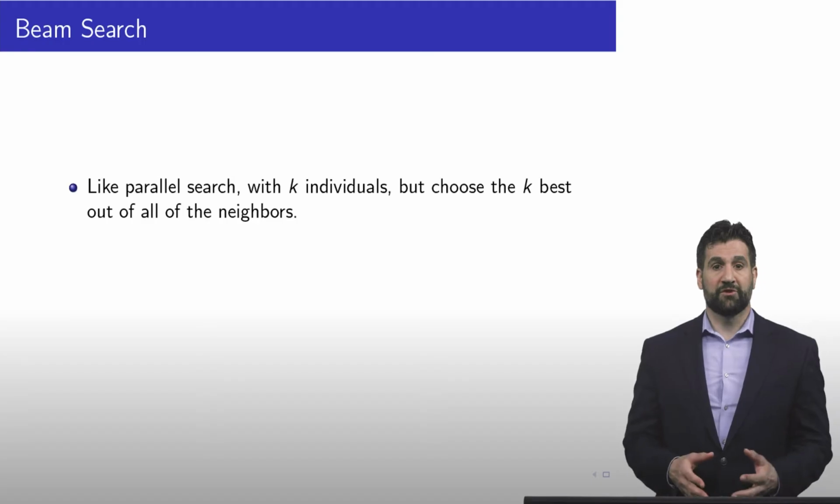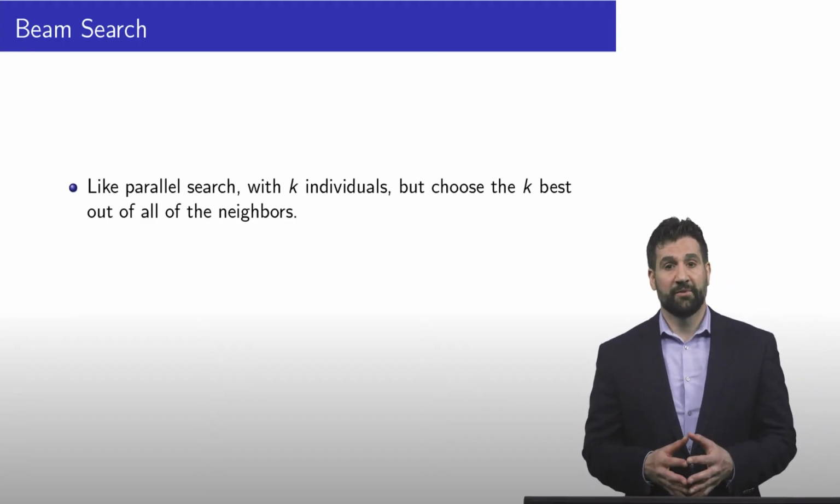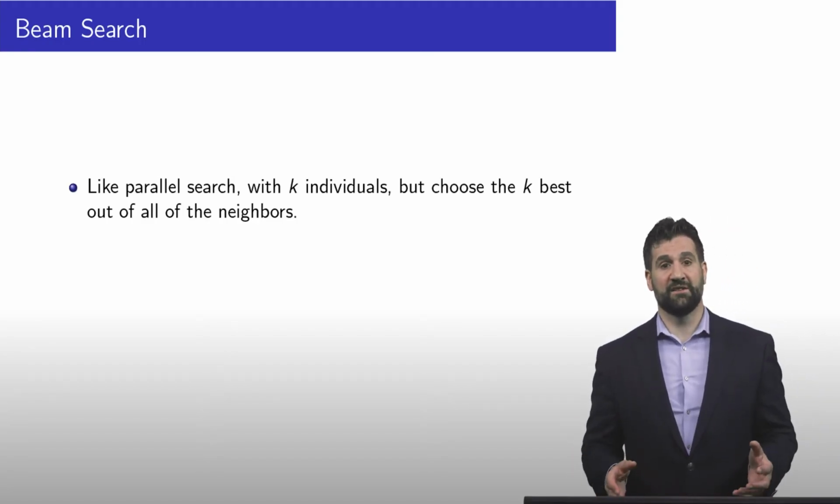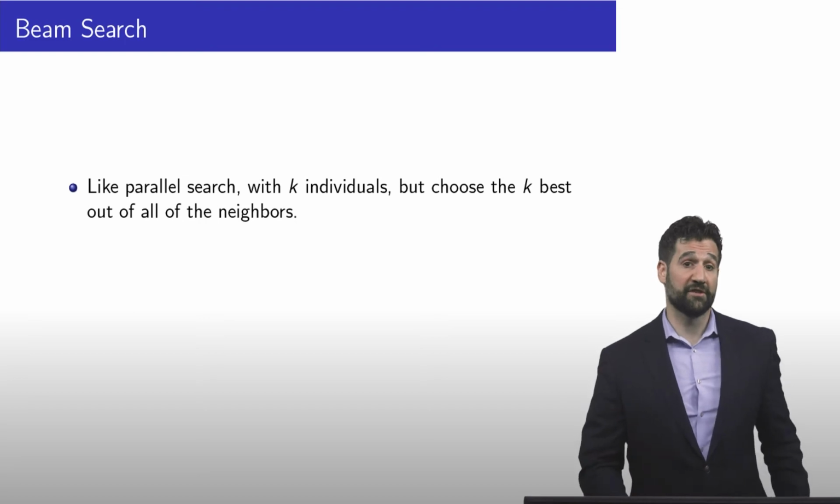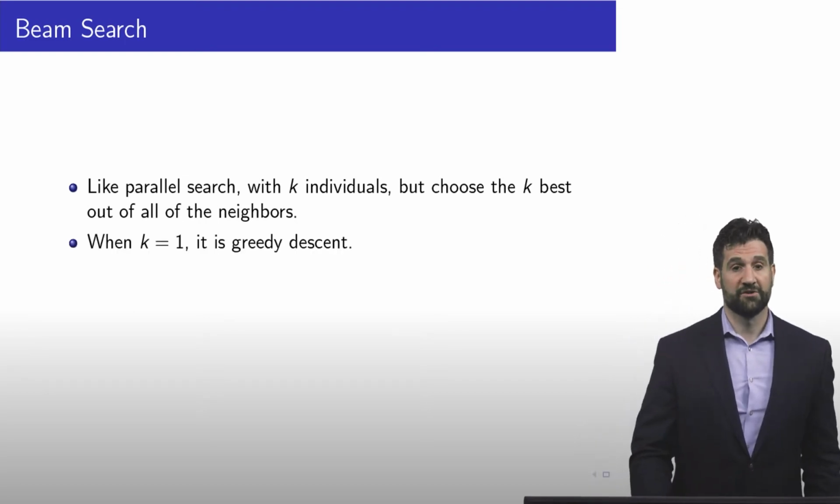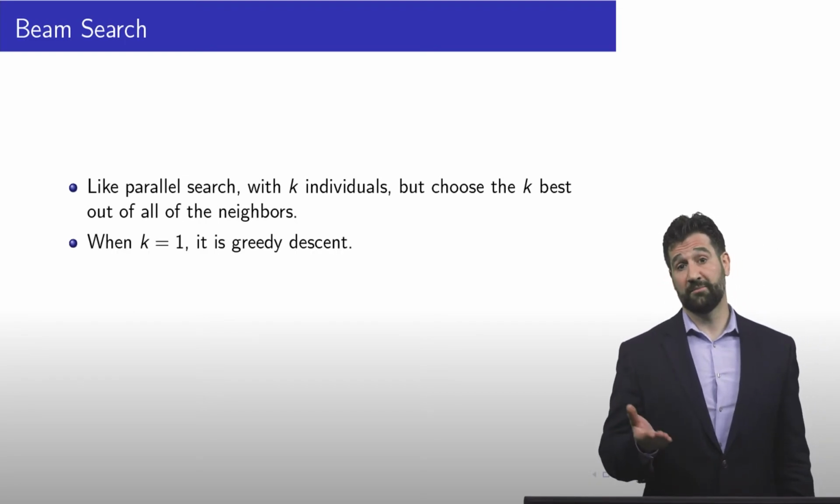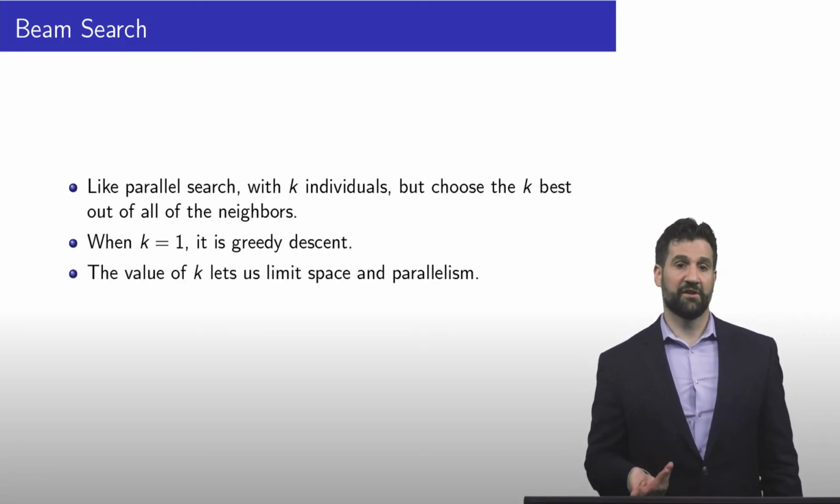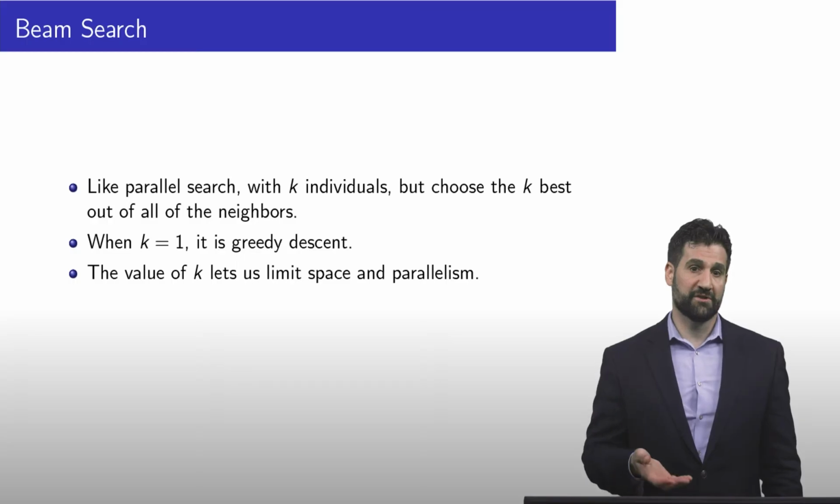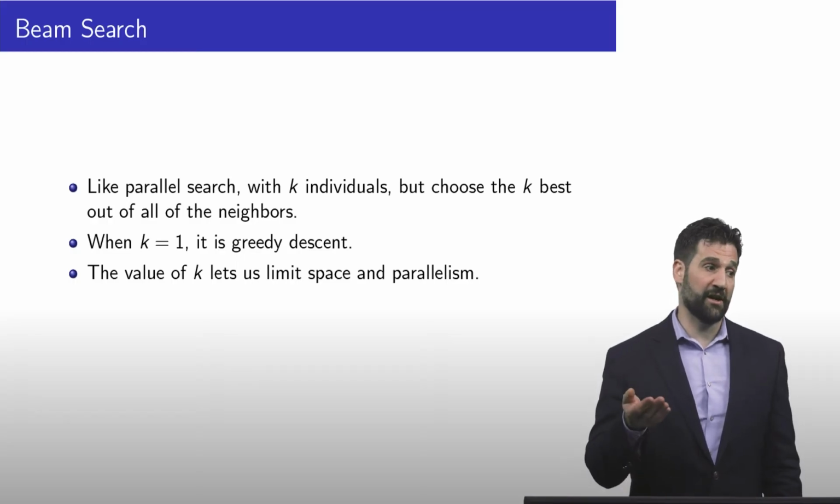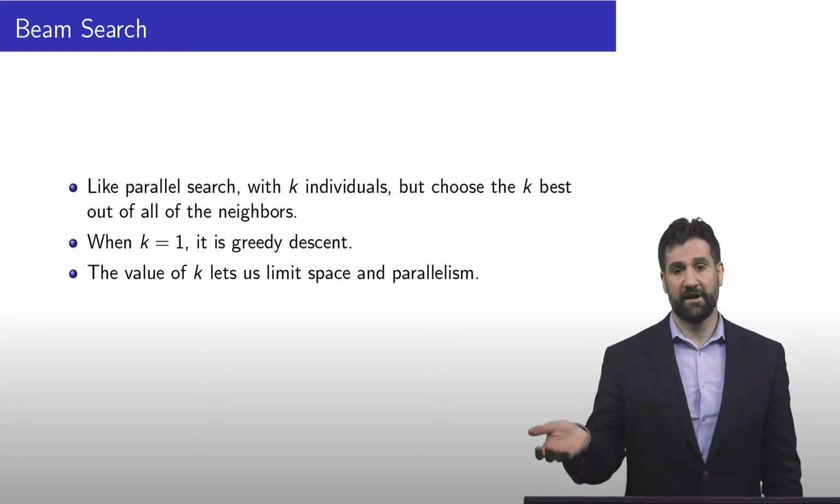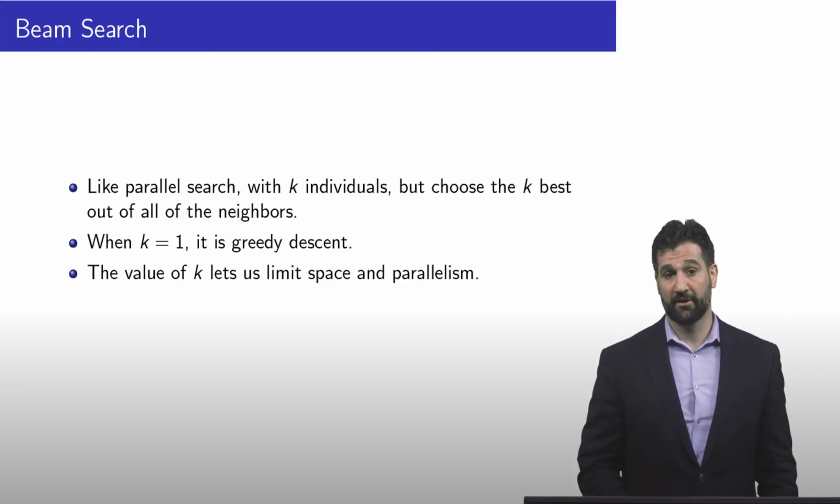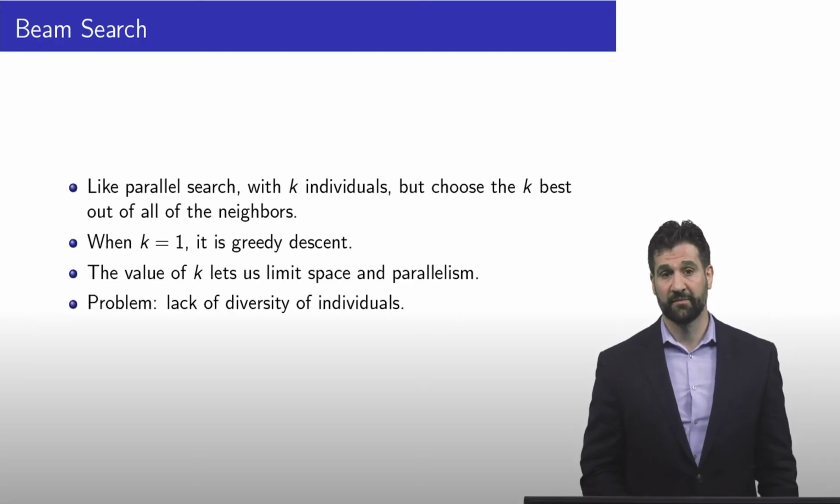So with beam search, we have k individuals, but we choose the best k individuals out of all the neighbors at each iteration. So when k equals 1, this is going to be greedy descent. And the value of k is really going to set the limit based on how much memory and how easily able we are to parallelize these processes.